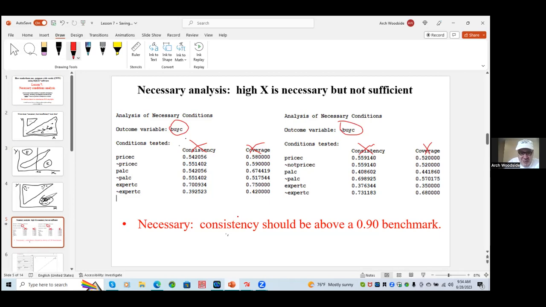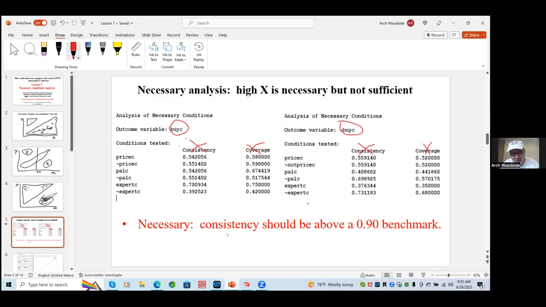And if you want to see a particular antecedent condition on your output buy, you can always graph it, an XY plot. And we'll do that in a second. We'll graph the XY plot for, say, price or PAL.